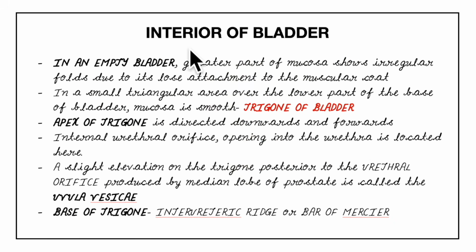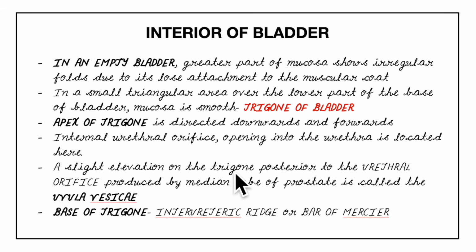Concising the important points in the interior of the bladder, in an empty bladder, the greater part of the mucosa shows irregular folds due to its loose attachment to the muscular coat. In a small triangular area over the lower part of the base of the bladder, the mucosa is smooth, and this area is called the trigone of the bladder. The apex of the trigone is directed downwards and forwards. The internal urethral orifice opening into the urethra is located here.